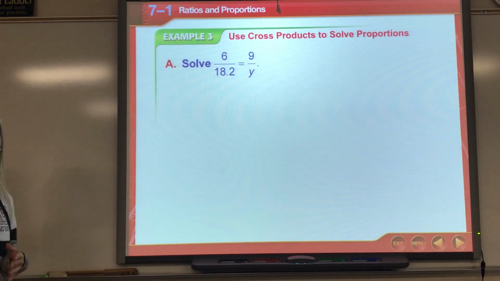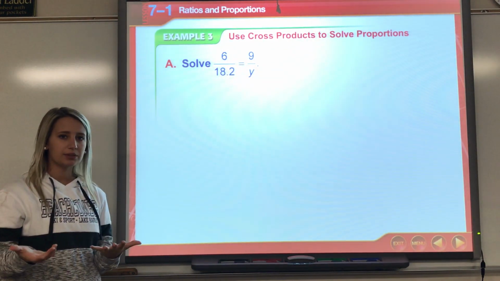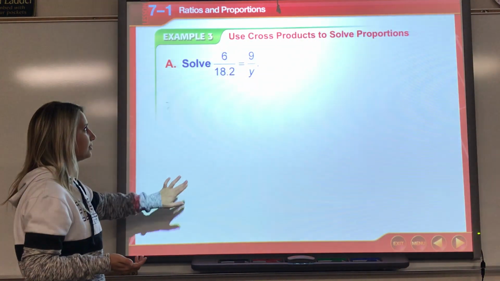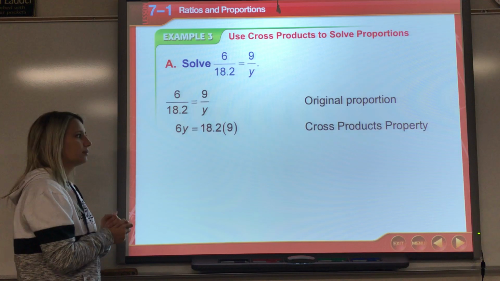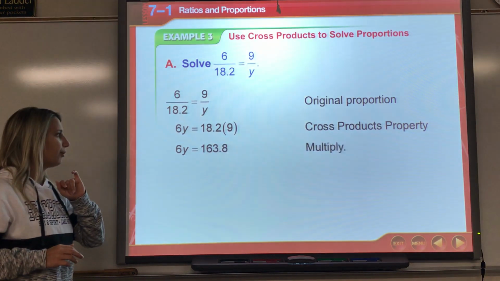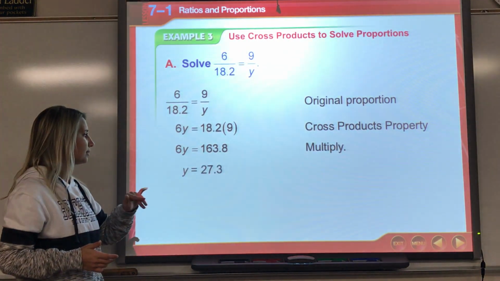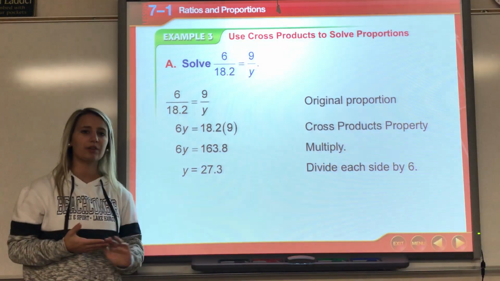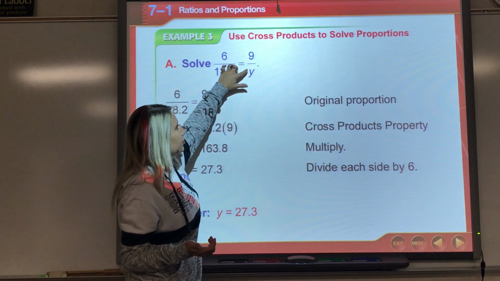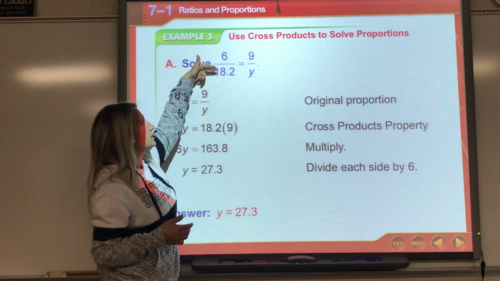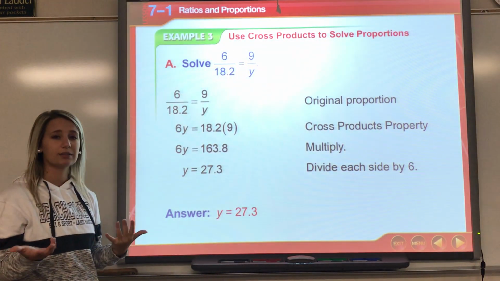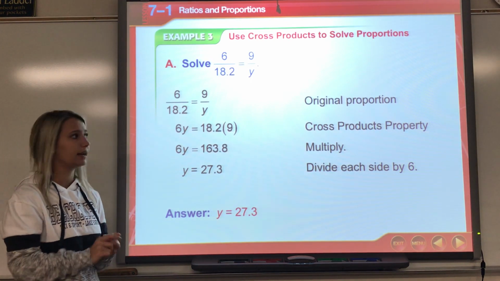Okay, so over here we're solving for y. So if we use this cross product, we should have 18.2 times 9 equals 6 times y. So we apply this cross products property. This side we're going to have to simplify out and divide by 6. So now we get y equals 27.3. Now if we wanted to check, we could put 27.3 there. We could see if 6 divided by this 18.2 was equal to 9 divided by that, or we could take the cross products. There's multiple ways that we could check our work to see if we got the right answer.